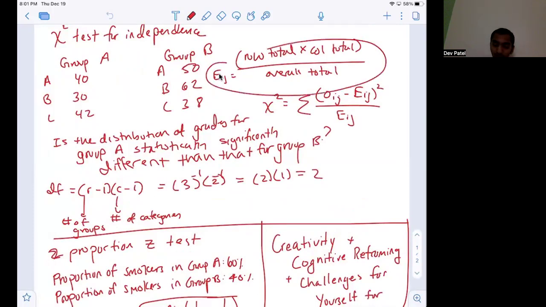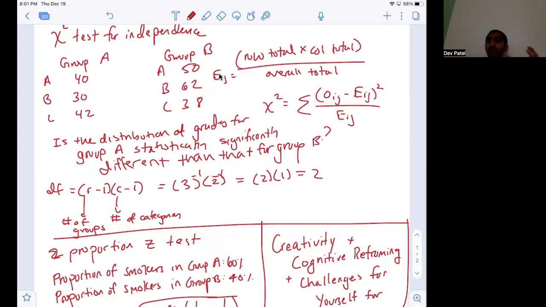Again, as we mentioned before, our expected value is row total times column total divided by overall total. So once we have our expected number of counts, we're able to get the chi-squared statistic, able to get our degrees of freedom, which is R minus 1 times C minus 1, or the number of groups minus 1 times the number of categories minus 1. And then we're able to use our standard p-value procedures to see if this chi-squared is actually significant.